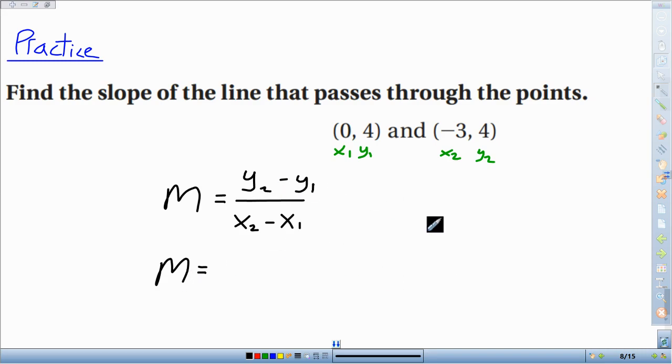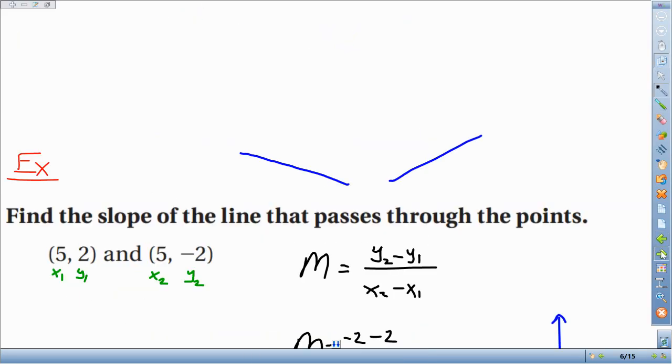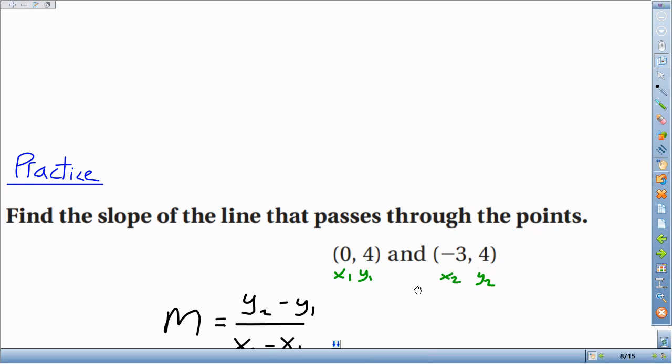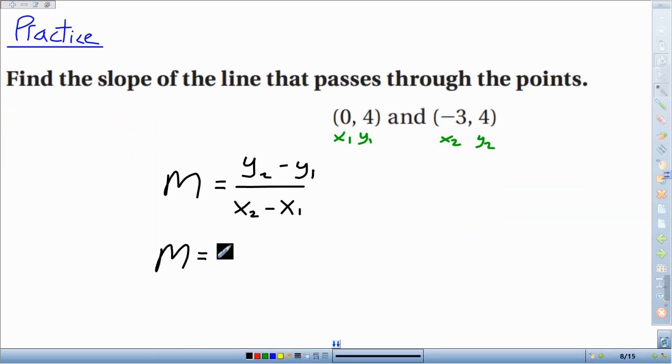Okay, so x2 minus x1, just going back here. Okay, x2 is 4. And I'm subtracting y2 is a 4, and I'm subtracting y1, which is a 4. On the bottom, x2 is a negative 3, and I'm subtracting a 0. All right, so here's what we get. And if we do our math here, 4 minus 4, we're getting 0 divided by negative 3.